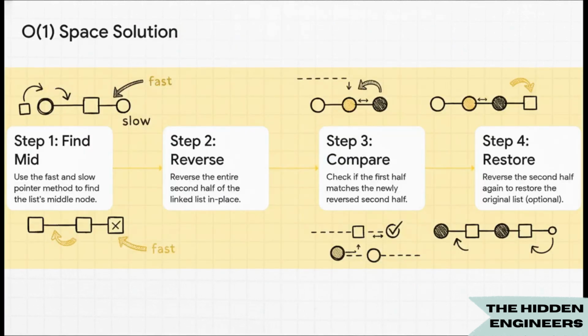And the way we do that is this fantastic 4-step dance. Step 1, we use that classic fast and slow pointer trick to find the middle of the list. Then, and this is the key move, we reverse the entire second half of the list right there in place. Now it's easy. We just compare the first half with our brand new reversed second half. If they match all the way, it's a palindrome. And finally, just to be a good citizen, we reverse that second half back again to restore the original list.